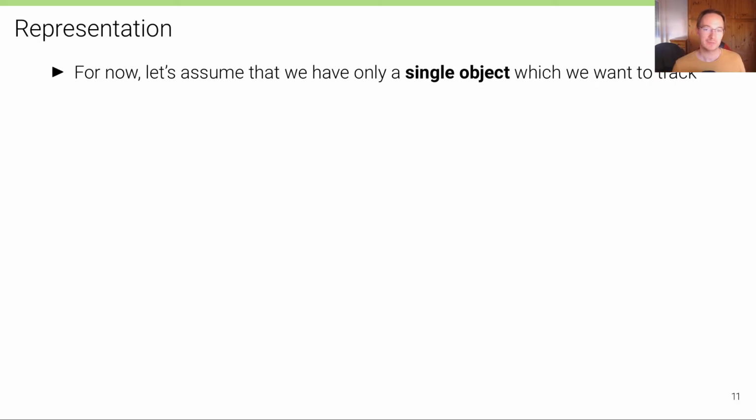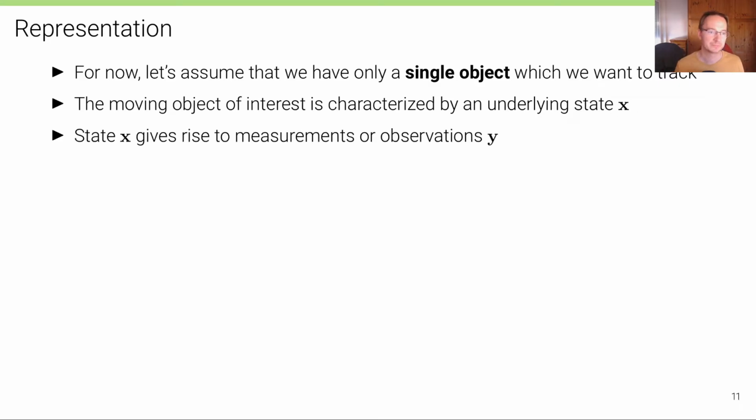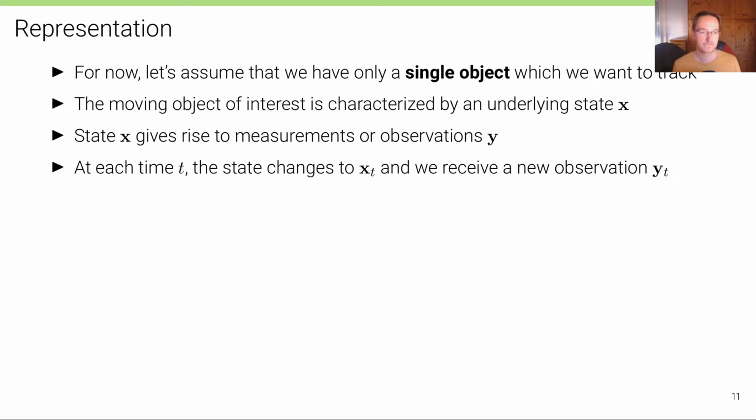For now, let's assume that we have only a single object which we want to track. This is something we'll assume throughout this entire Unit 2. The moving object of interest is characterized by an underlying state x. So x, bold X, we denote here a vector. This is a state vector. State x gives rise to measurements or observations, which we call y. So for every state, we have a corresponding measurement vector y.